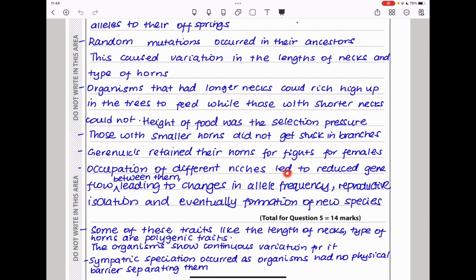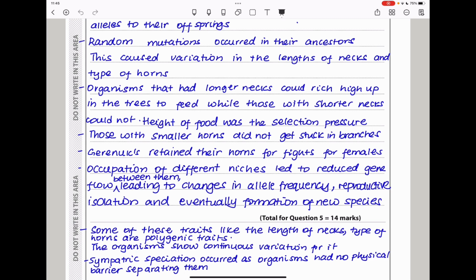And the occupation of different niches led to less gene flow between them, leading to changes in allele frequency. This one here means if these organisms were occupying different niches, meaning different ways of feeding, there is a chance that they were feeding in different areas, and that separation could have led to less mating or less reproduction between them. So that led to a decrease in gene flow between the two different organisms that were there initially, and the allele frequency was greatly changed between them.